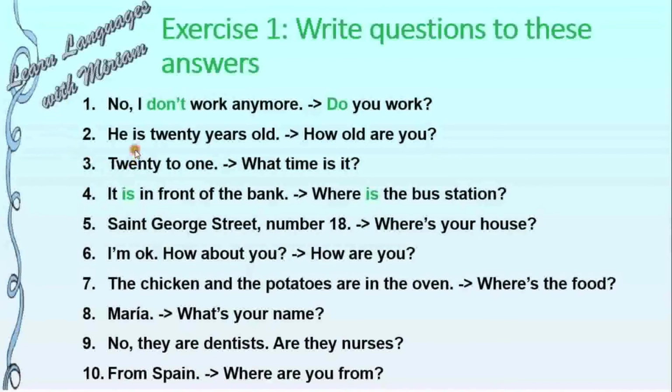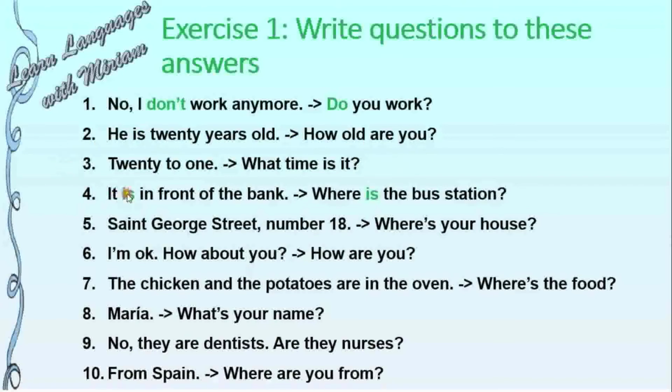Next. He is 20 years old. So the question is going to be about the age. So, how old are you? Here the question is how old, then the verb to be are, and then the subject you.